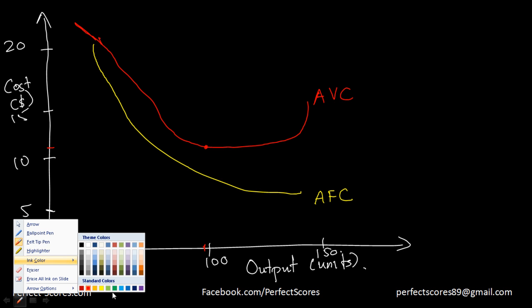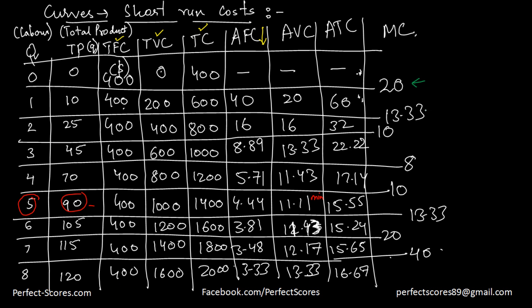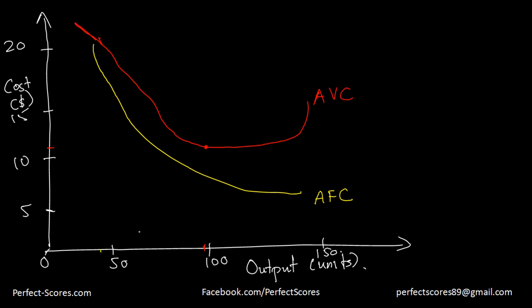So now let's see what happens to the marginal cost. It starts at 20, goes to 13, goes to 10, goes to 8, and reaches its minimum point. That minimum point is actually between 70 and 90, which is going to be 60, and that 60 is going to correspond to 10 here, right? So it's actually going to be right here.